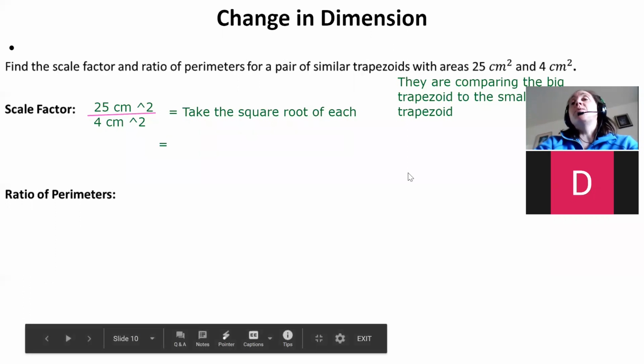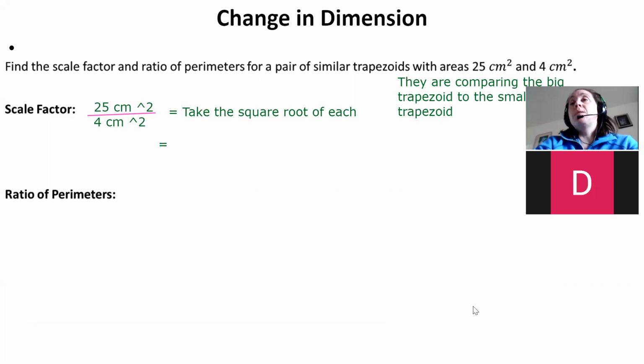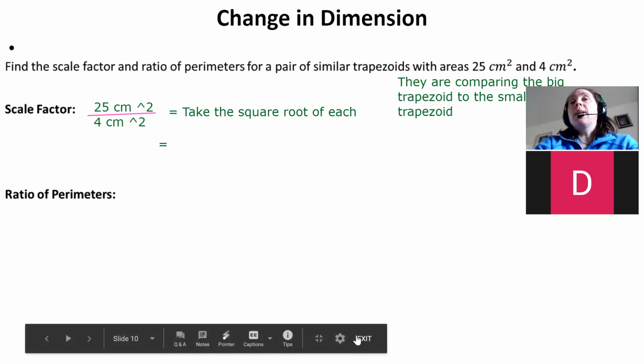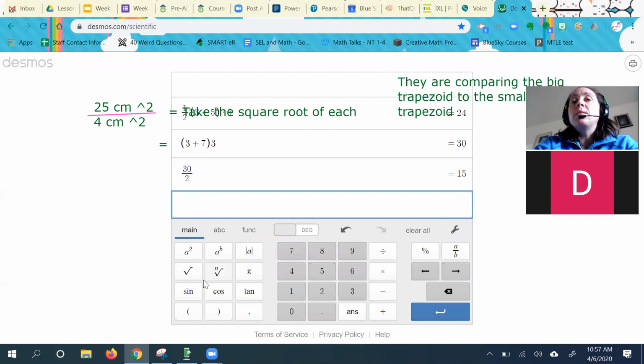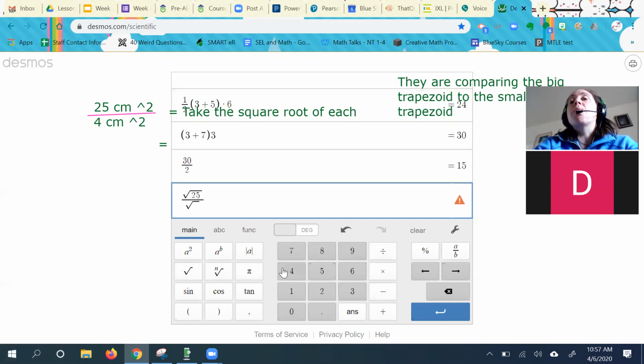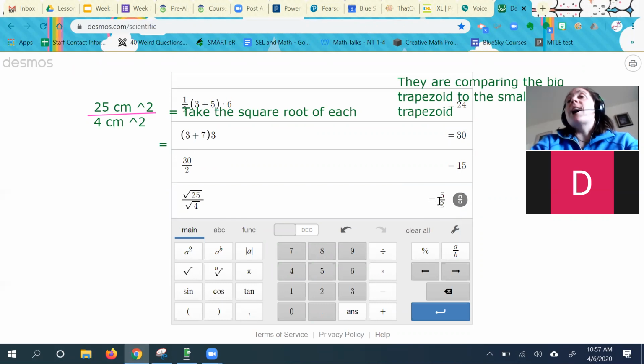We can go to Desmos and we can type in, hit enter, type in the square root of 25. You can move your cursor there, divided by the square root of 4. You can type it right into Desmos. You will get a decimal, and they don't like decimals traditionally, so you just click on this little circle to convert it to a fraction. 5 over 2.